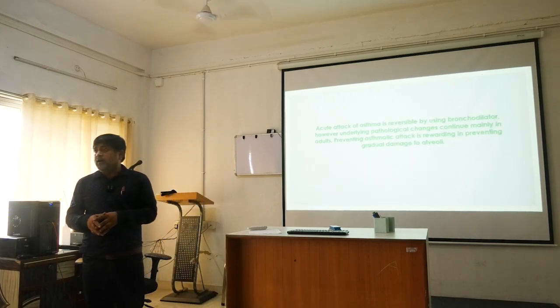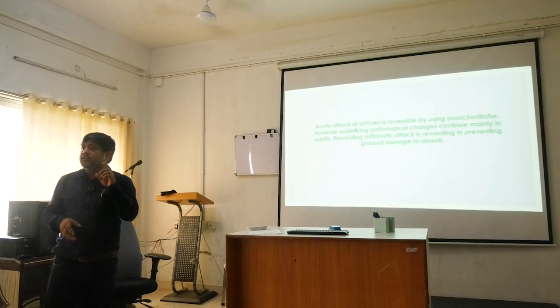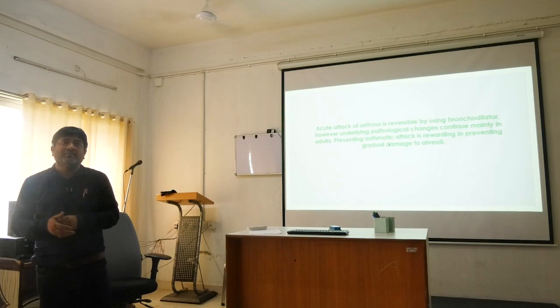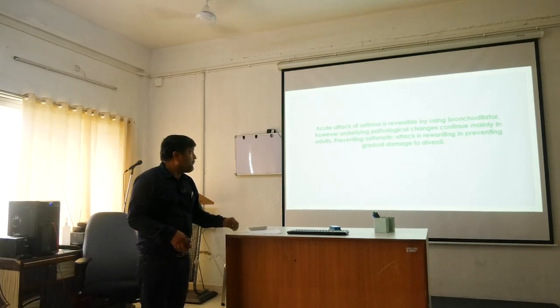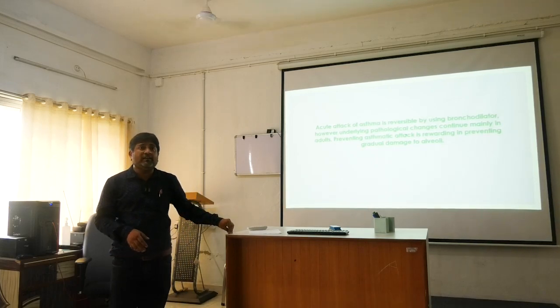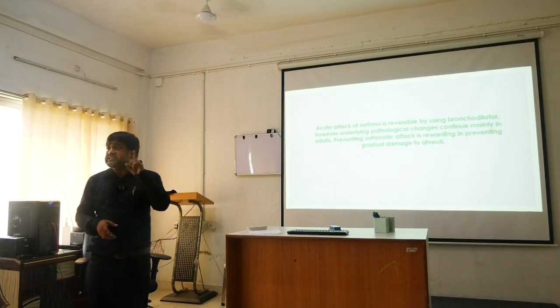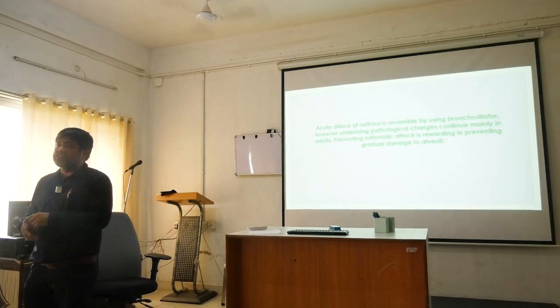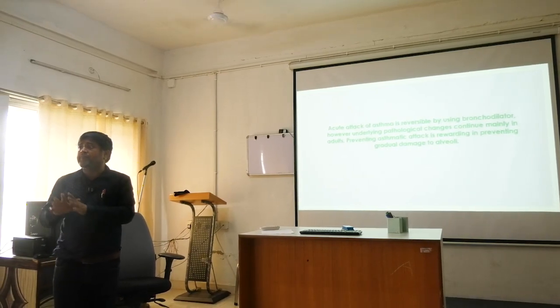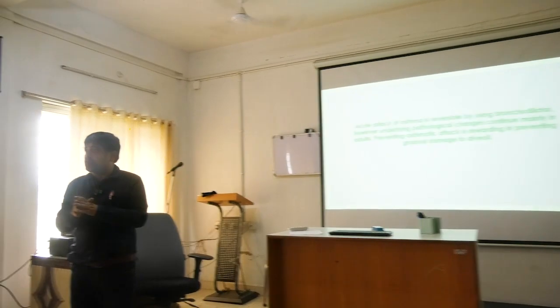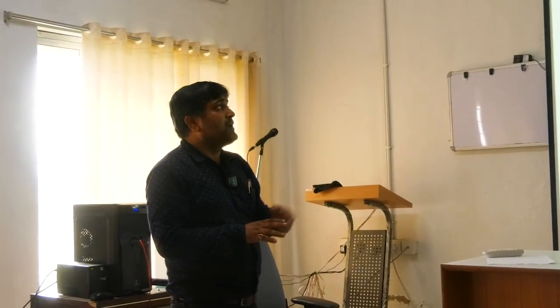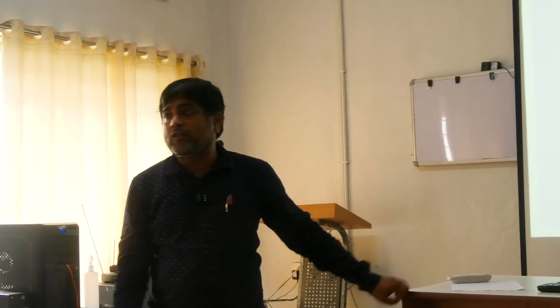Now, acute attack of asthma is reversible by the use of bronchodilator therapy. But the problem is the inflammation. With every attack of bronchial asthma, the inflammation continues, mainly in adults, and each time there is damage to the alveoli. It is for this reason that repeated episodes of bronchial asthma can later on lead to irreversible damage to the alveoli. So preventing asthmatic attacks is rewarding in preventing gradual damage to the alveoli. So just with bronchodilators we have to reverse the attack, but we also have to decrease the inflammation so that the lung alveoli are healthy.